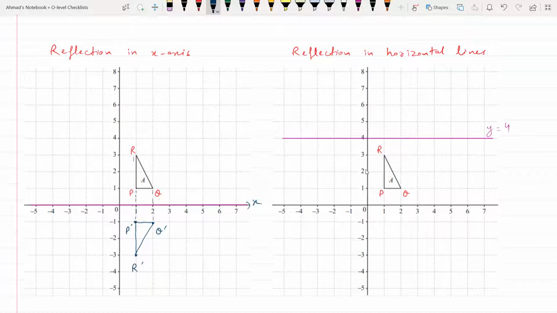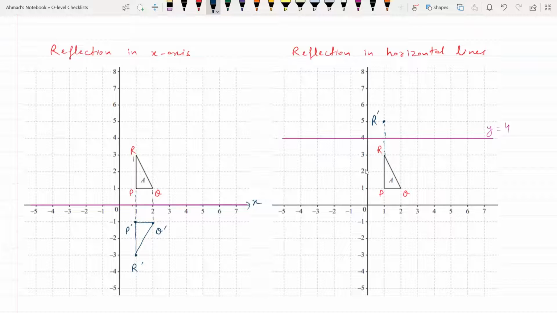कोई भी horizontal line होगी, आपने क्या करना है? Vertically boxes count कर लेना है. So R को देख लें. अब y equals 4 के अंदर आपने reflect करना है. What happens? You look at this distance here. R is 1 unit down, so it's going to be 1 unit up there. After reflection, R comes here.